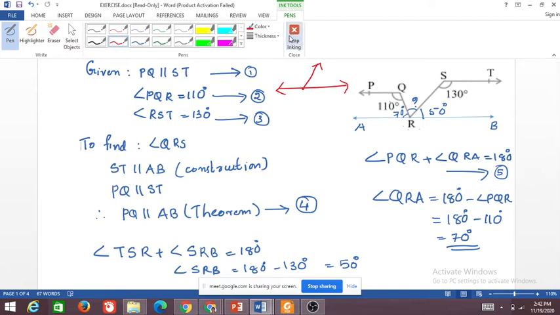Okay, Harika, you can continue. Harika, you were saying something. Ma'am, if we consider ray QR, it is standing on the line AB, ma'am. Okay, ray QR is standing on a line.